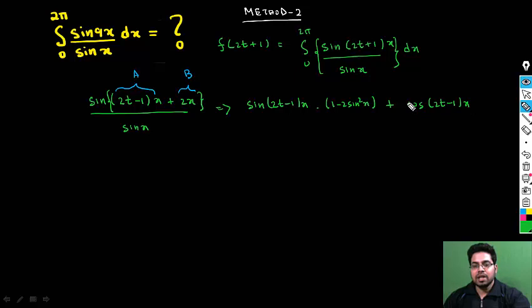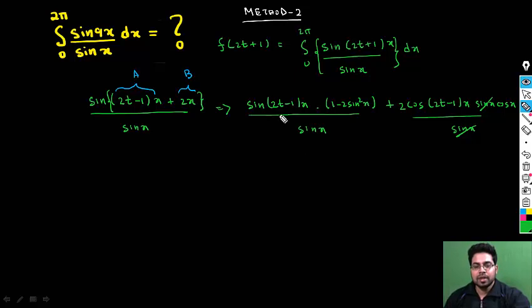So instead of sine 2x, I will write 2 sine x cos x. So 2 I am writing over here, and sine x into cos x. And here I am having sine x in the denominator. So this whole expression divided by sine x. And here sine x is there in the denominator. So this will cancel this sine x with this sine x.